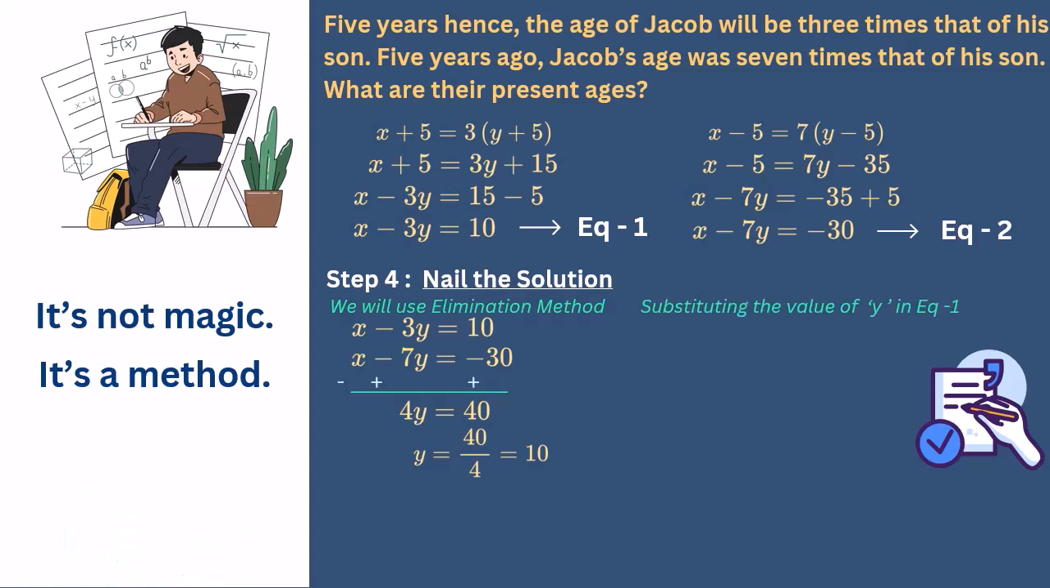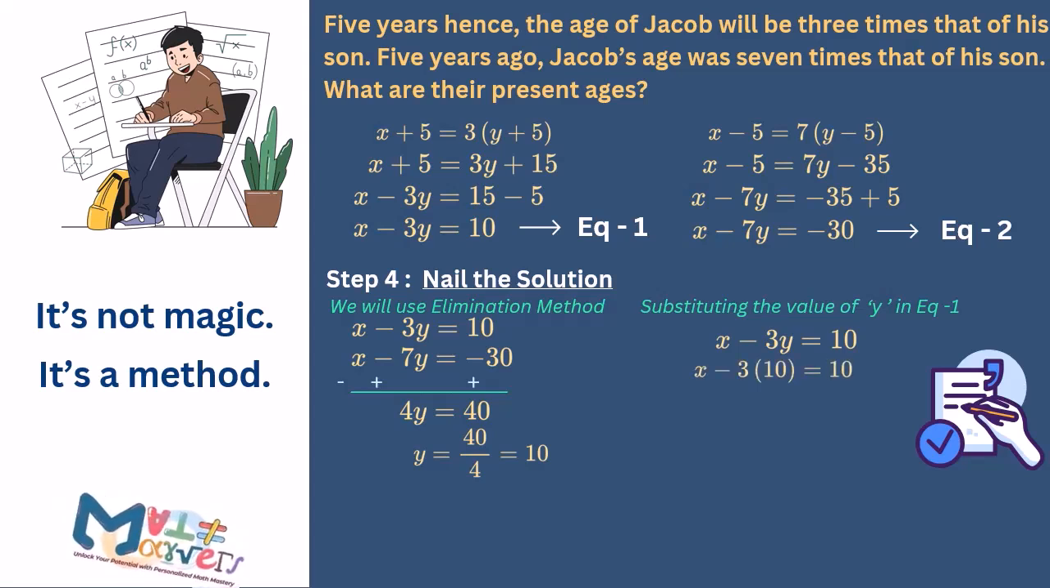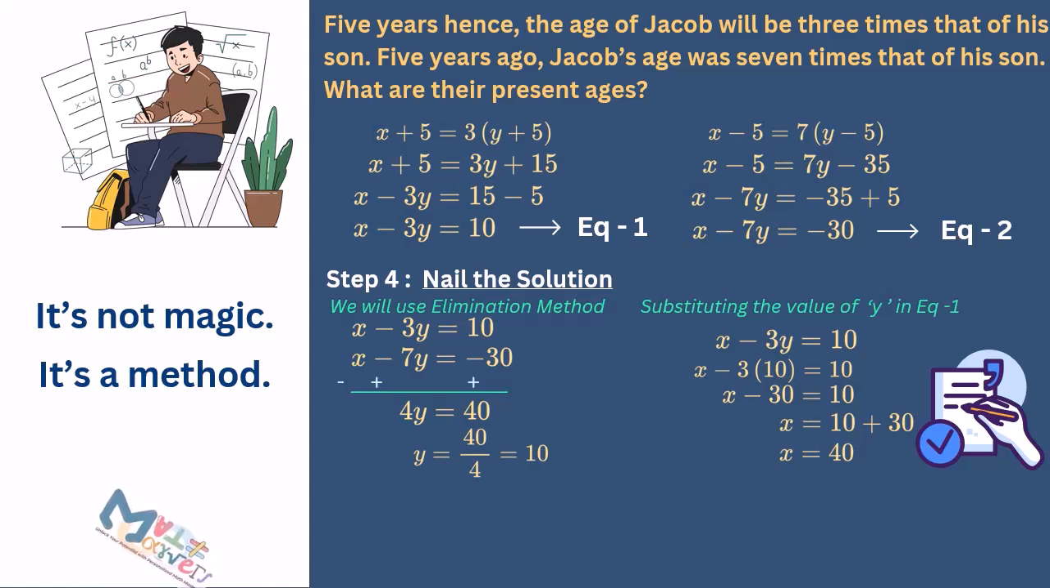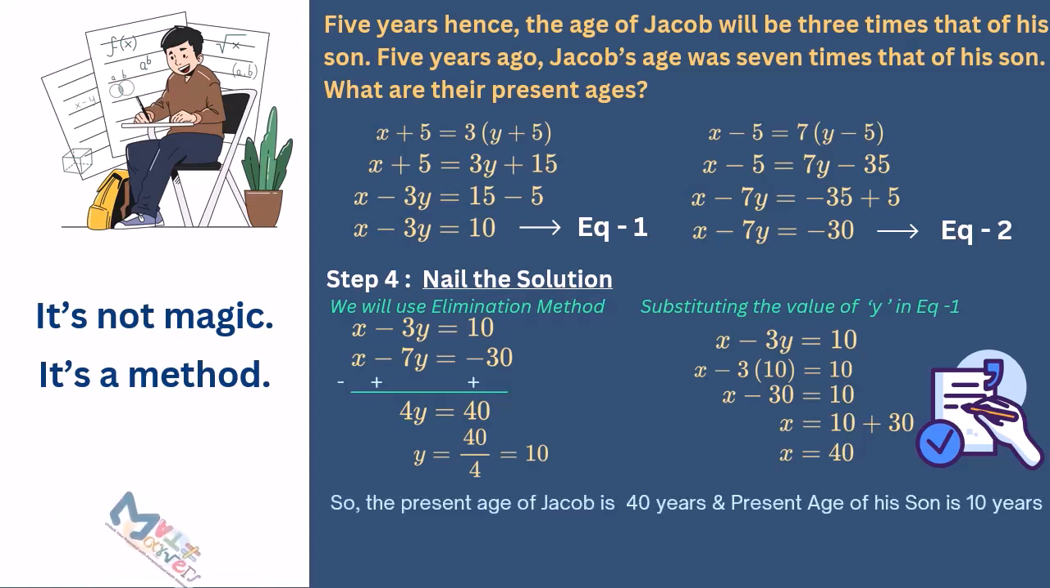Now substitute y equals 10 into equation 1. Equation 1 was x minus 3y equals 10. Replace y with 10. X minus 3 times 10 equals 10. That is x minus 30 equals 10. So x equals 10 plus 30. X equals 40. After solving, we get Jacob's present age is 40 years and his son's present age is 10 years.